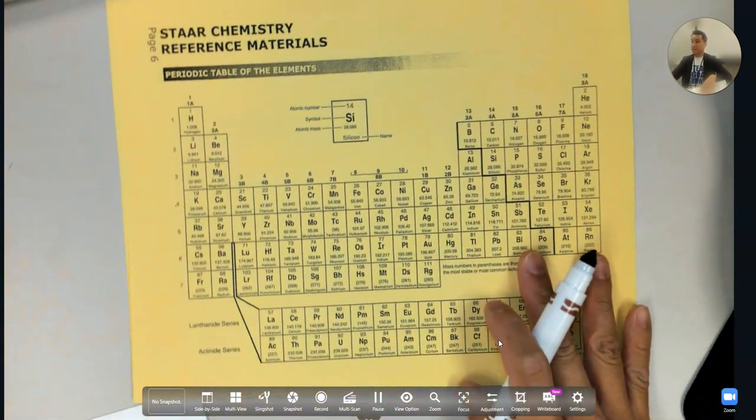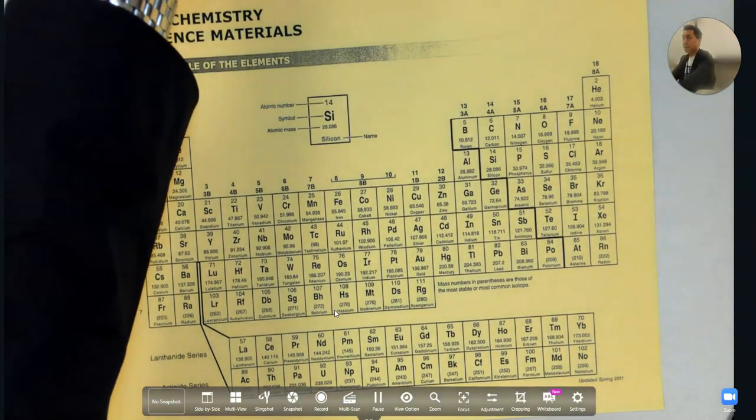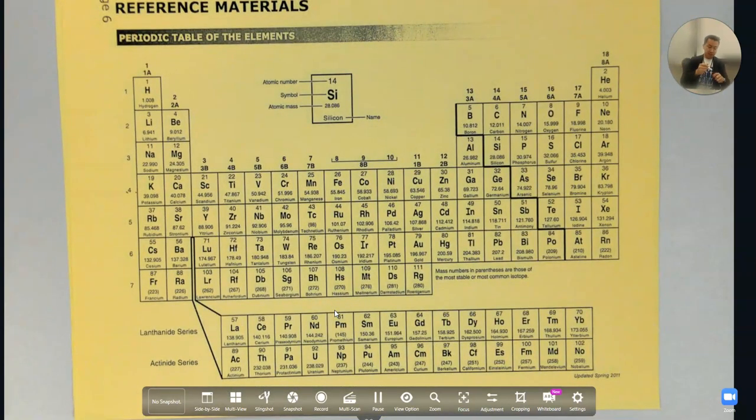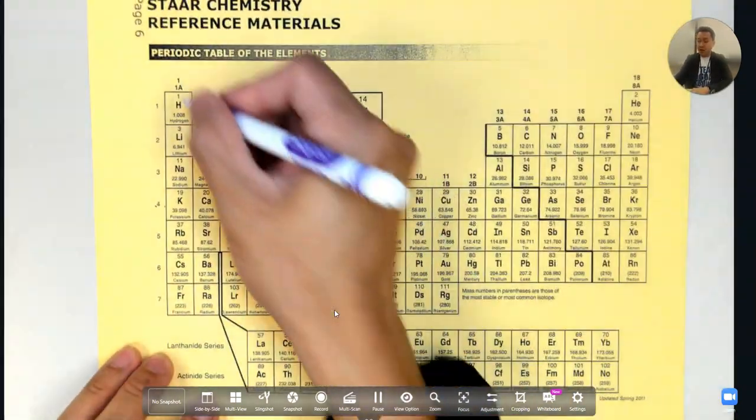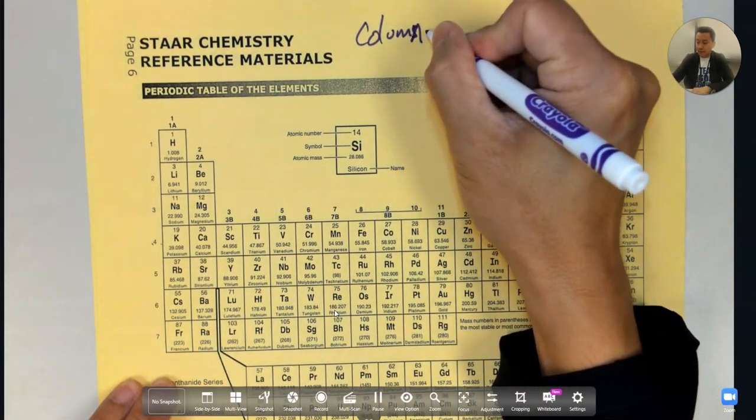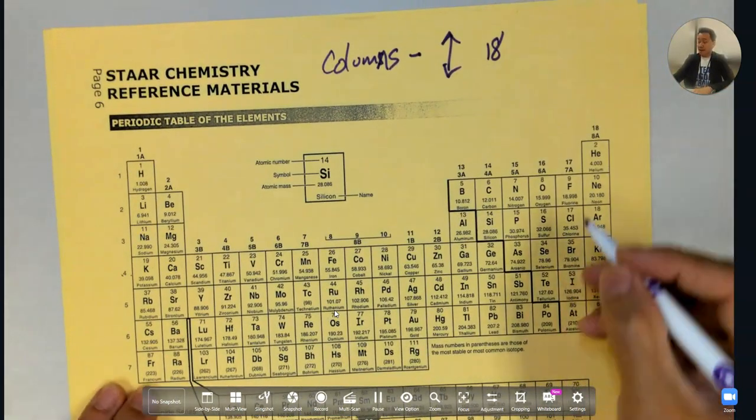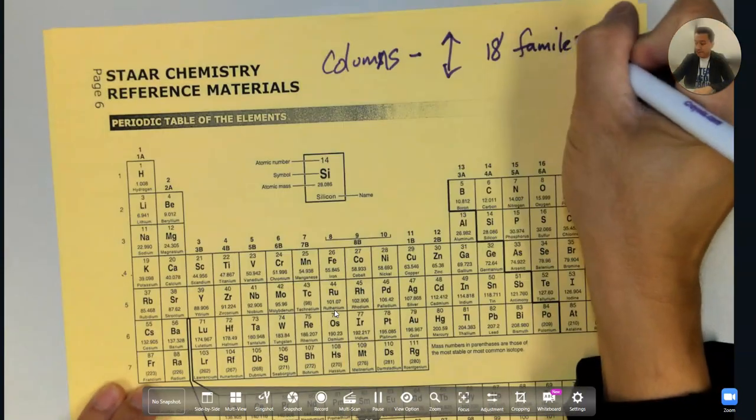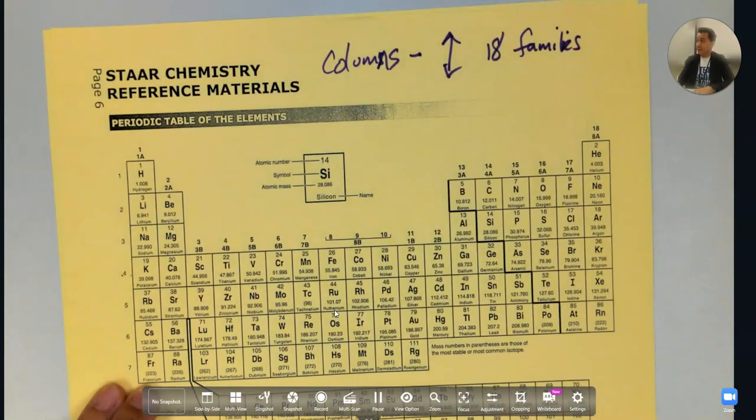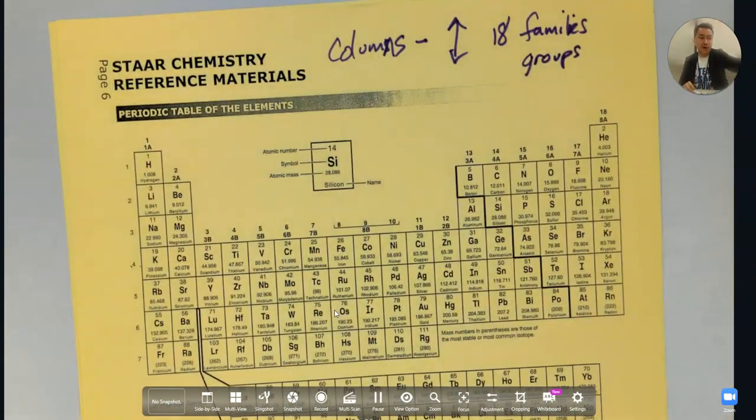Okay, so you should have in front of you a handy dandy periodic table like this. We're going to go ahead and label some things on here. On your periodic table, nicely and neatly, follow along with me and label that. So we have what we call columns. Columns go up and down, so they go vertical like this. There are 18 of them, and they are called families or groups. There are 18 of them, and these are the numbers on top of your periodic table right here.